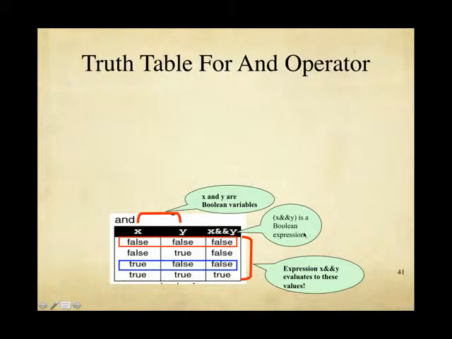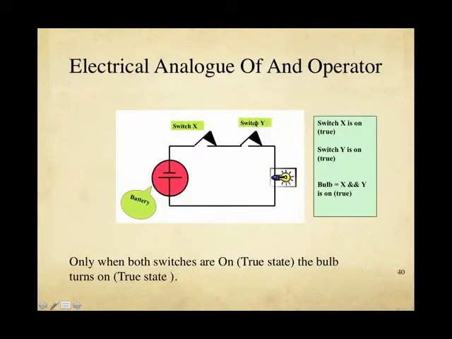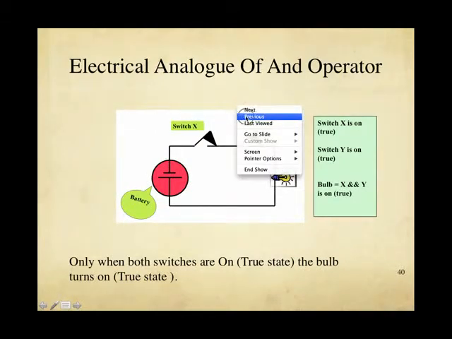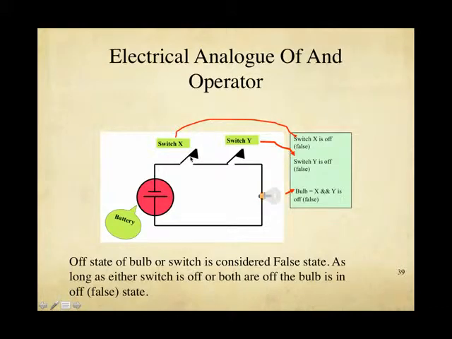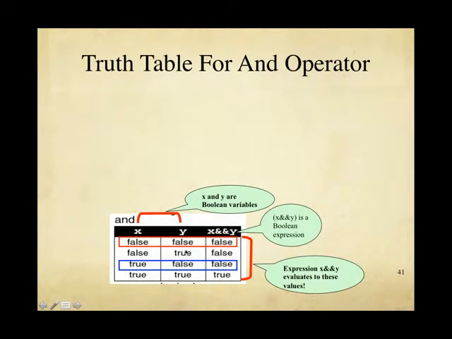So this gives rise to this truth table: if you have two operands to an AND operator, when X and Y both are false, X and Y is false. And if my voice seems a little tortured, I can show you again. False, false, bulb is off, false. But if you make one of them true and keep the other false, either here or here, it still remains false.